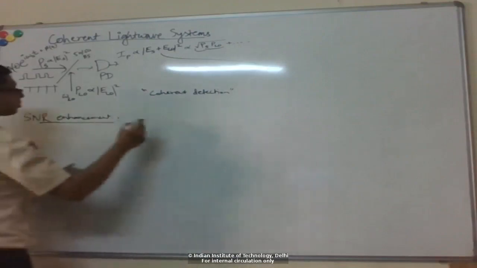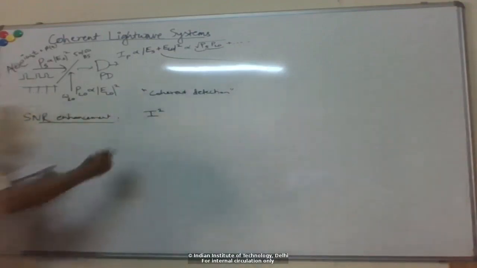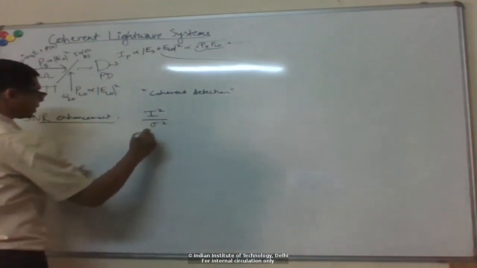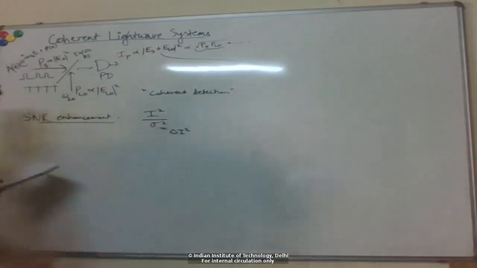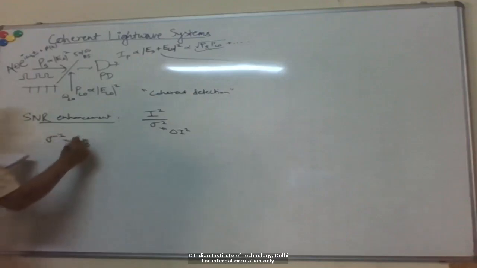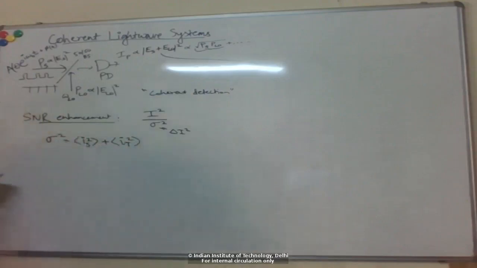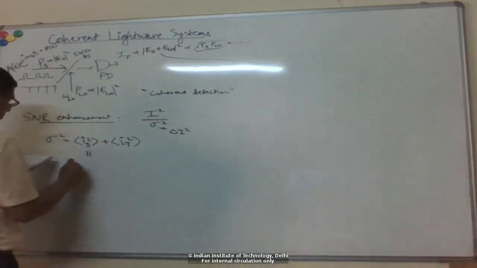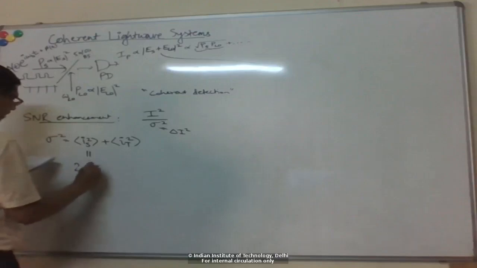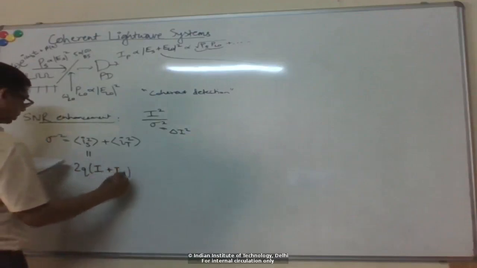Okay, the SNR we define as the square of the signal current divided by the variance of the current. This variance, of course, I can write as a sum of the shot noise and thermal noise currents. Again, shot noise scales with the photocurrent. You could include a dark current if you want.